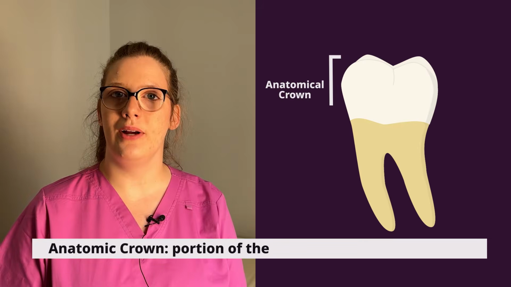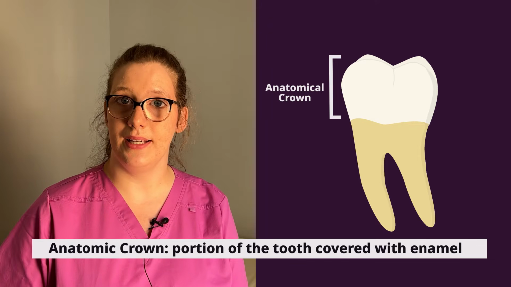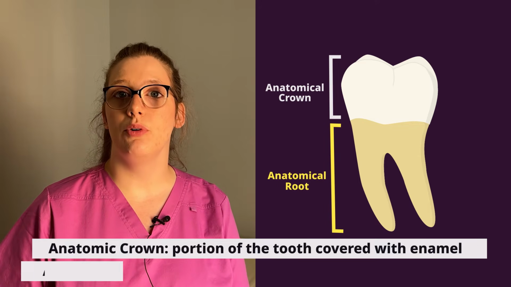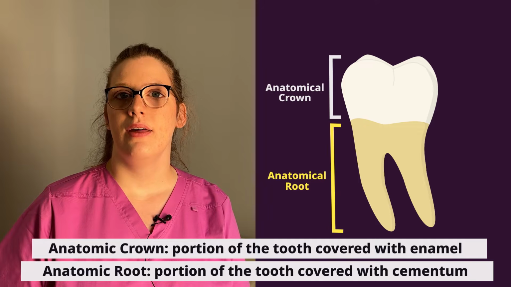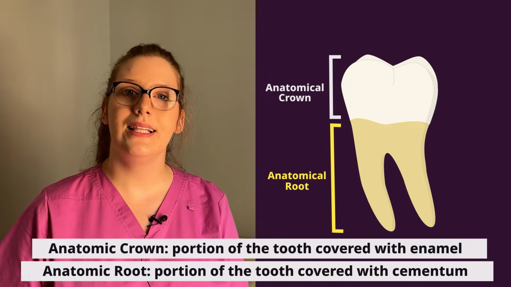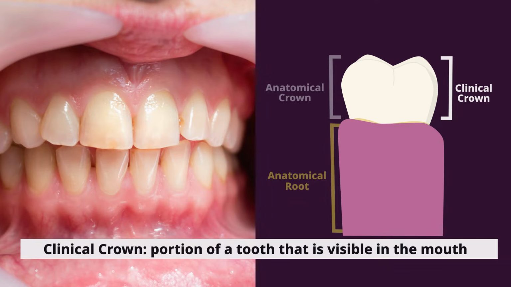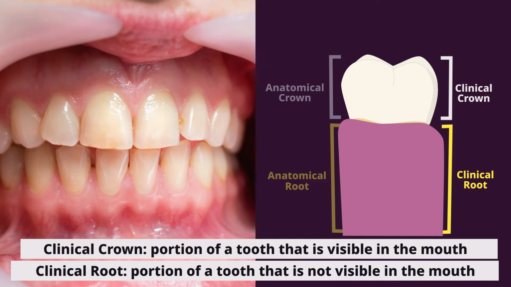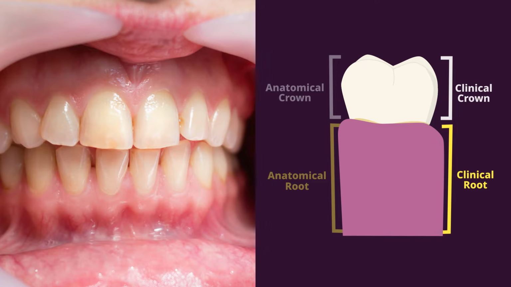The anatomical crown is the part of the tooth covered by enamel, while the anatomical root is the part of the tooth that is covered by cementum. The clinical crown is the part of the tooth that you can see in the mouth, while the clinical root is the part of the tooth that you can't see in the mouth. The clinical parts of the teeth and the anatomical parts of the teeth might not always match each other, depending on the level of the gingiva.